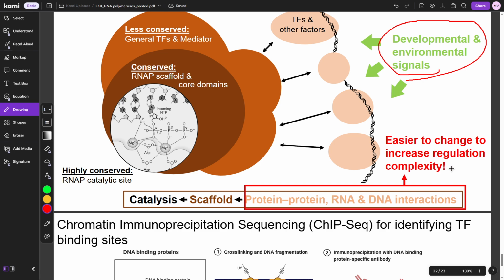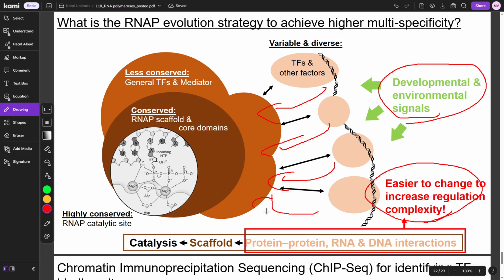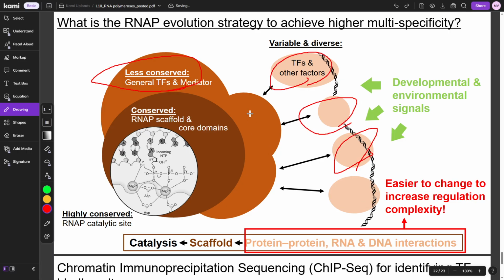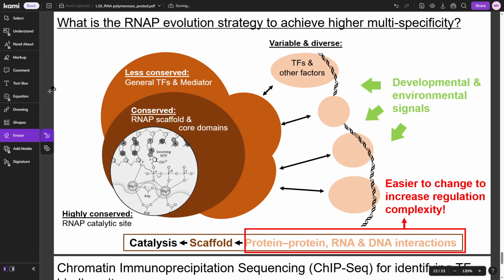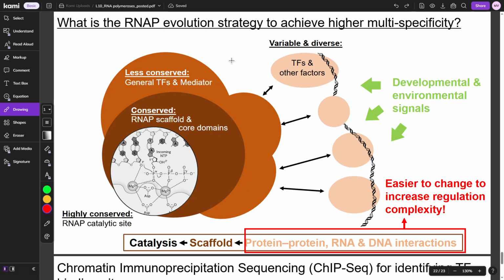And when it says that it's easier to change to increase regulation complexity, yeah, you can just change the conditions of the cell, right? So just change what the conditions of the cell are, and then as a result, you'll make different proteins, and those proteins will bind to the polymerase in different ways, right? And cause different transcriptions. So that all occurs in this less conserved region, in this outer general TF and mediator binding area.